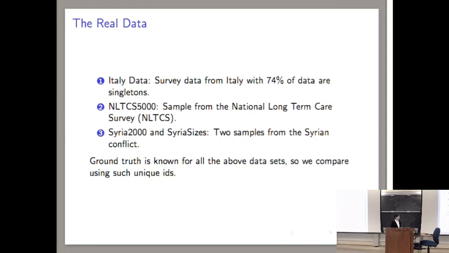In the 2 different other data sets, these are 2 samples from the Syrian conflict that had been anonymized. So they include all of the information from the Syrian data set except for the Arabic name.